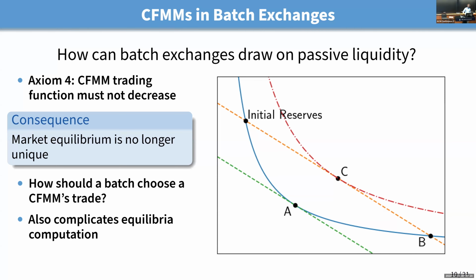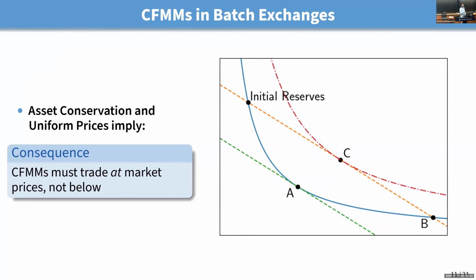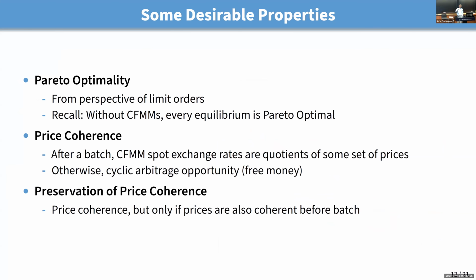So what do we do? Well, let's think about what we might want in the combined system. We might like it to be Pareto optimal from the perspective of the traders. Again, before we added CFMMs, we guaranteed Pareto optimality by default. We also might like what we'll call price coherence. This is just saying that after we settle a batch, the spot prices of the CFMMs should all be in a coherent state, right? Every CFMM trading between X and Y should have the same spot price after the batch.